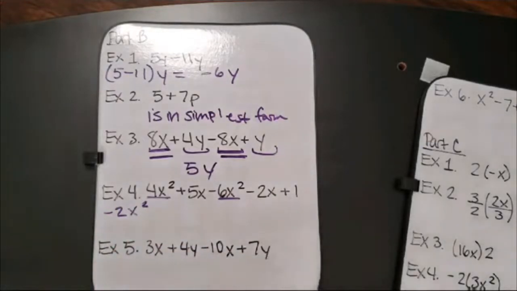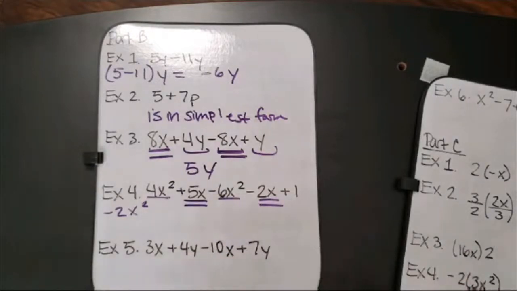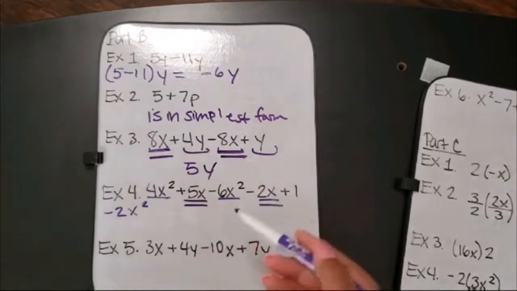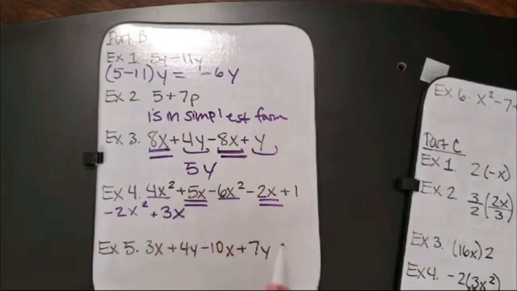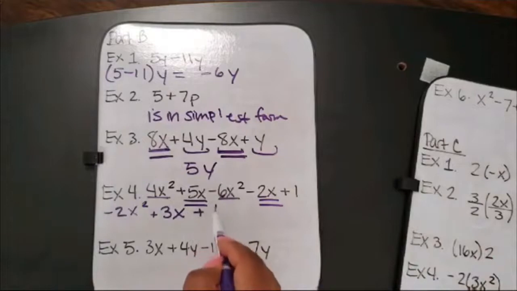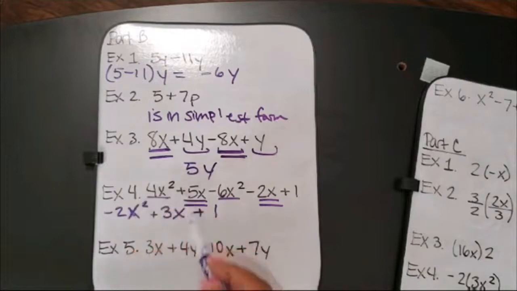Now we look at another like term that we have, which is x. We have 5x and we have -2x. So when we combine those, we have 5 minus 2, which is +3x. And lastly, we have +1, which we don't have anything to combine it with, so we just keep it as is at +1. So this is how you combine like terms.